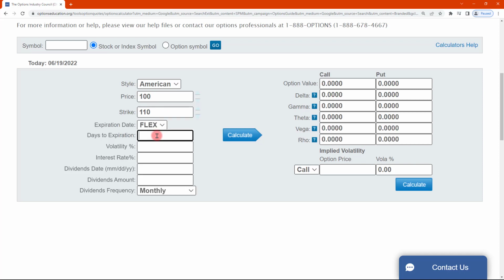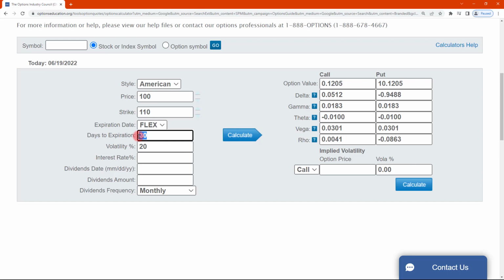I'm going to start off with 30 days to expiration and volatility of 20%. Interest rates, I'll leave at zero. We choose calculate. So the call option is not worth much, 12 cents, and it's got a very low delta of a half. Now remember, this whole idea of Trumpification says that we can increase time or volatility, or both.